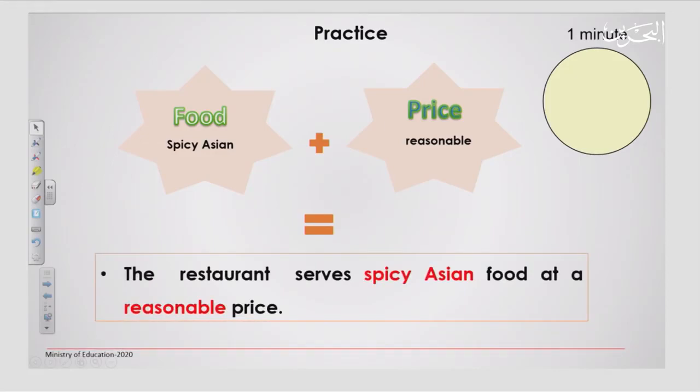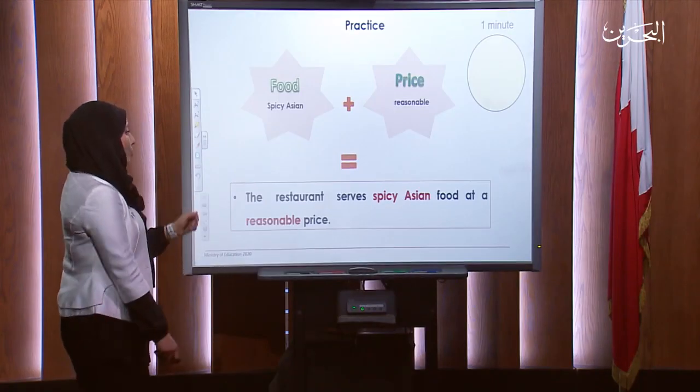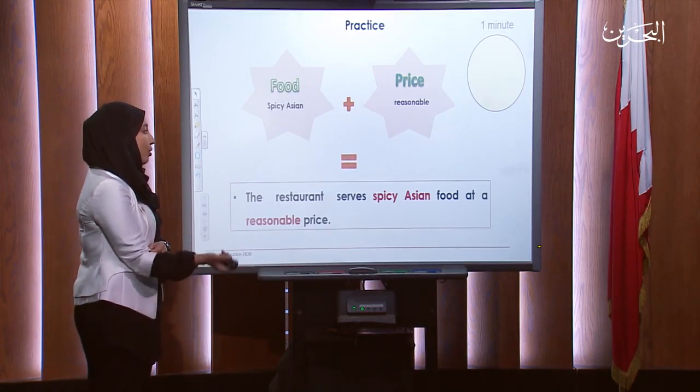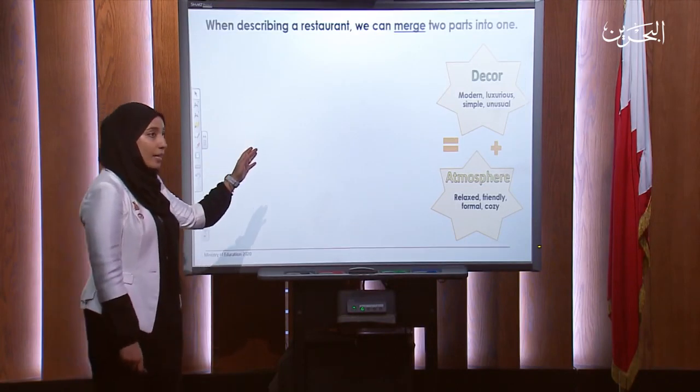Now I believe the 1 minute is done. Let's check your answers. The sentence should be, the restaurant serves spicy Asian food at a reasonable price. So we specified the type and the price. Similarly, if we were going to talk about the decor and the atmosphere, again, we can join them together. Keep in mind that usually every 2 points are related, so you can join them as one.